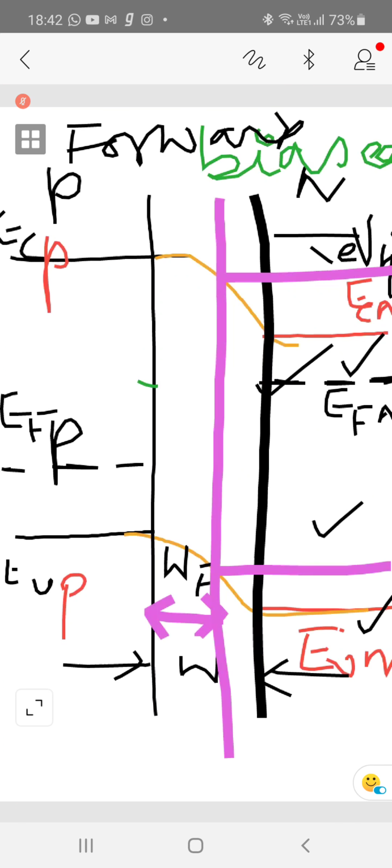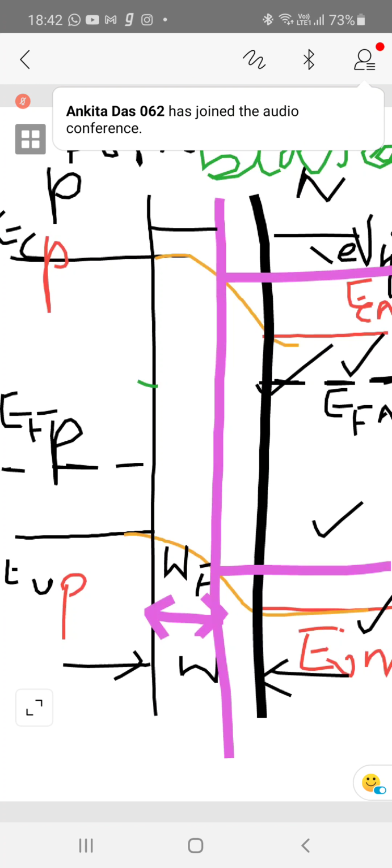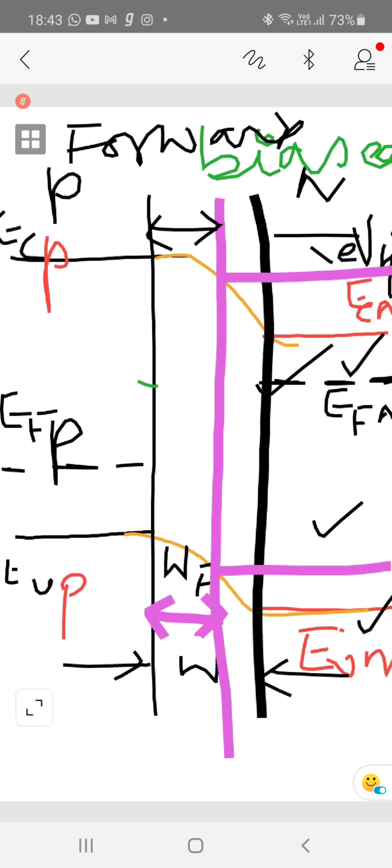remains as EFP. Okay, so now let's come back to this diagram, concentrating on this forward bias situation. What happens the moment you apply a forward bias? This depletion width has decreased from what it was before. It was this earlier, so now it has decreased in magnitude.